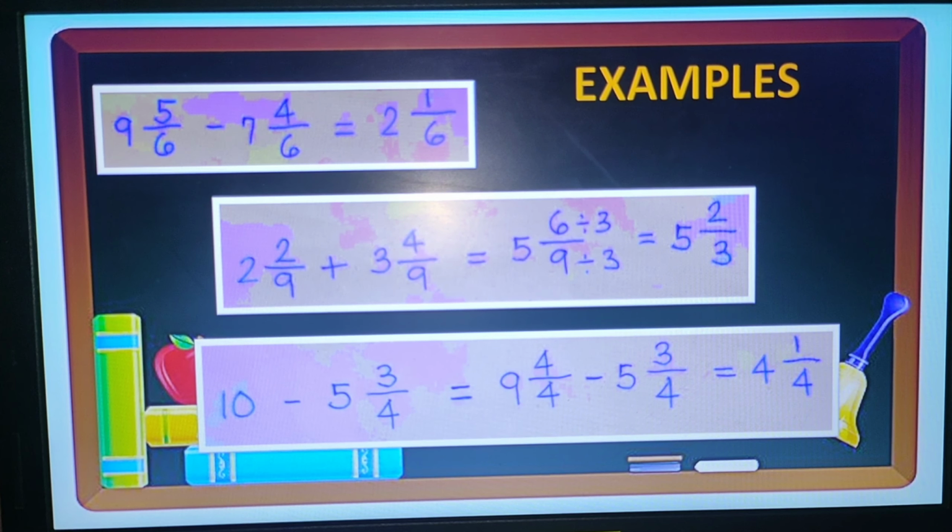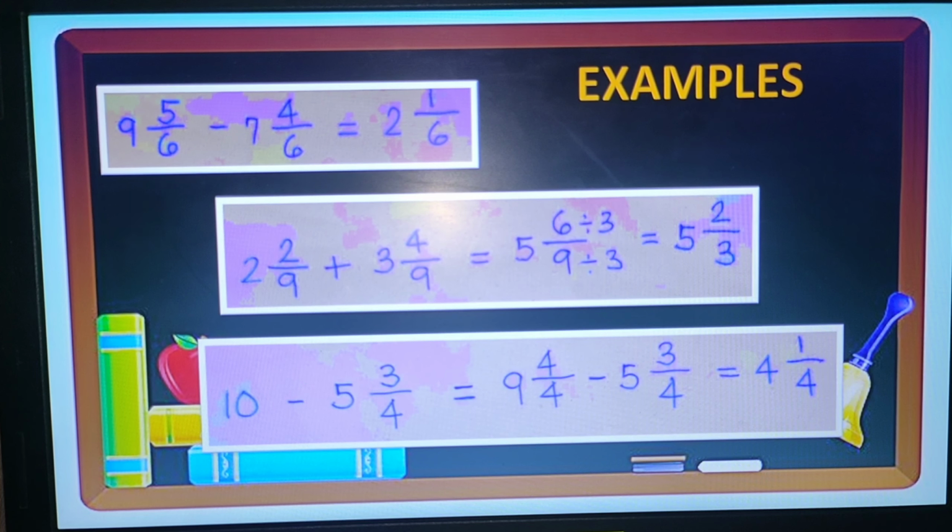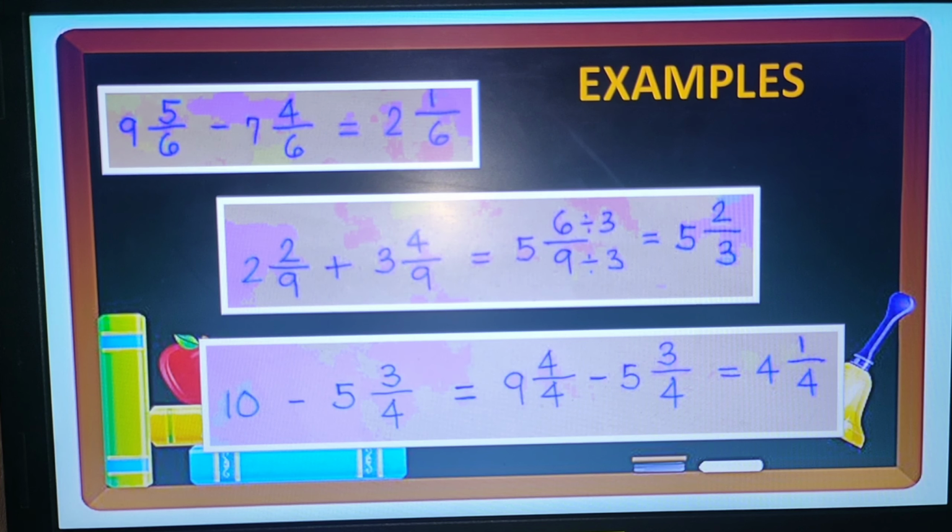Next example, 10 minus 5 and 3/4. Let's rename or regroup 10. So we'll get 1 from 10, it becomes 9. 1, we will make 1 as a fraction. So it becomes 4 over 4 because we are basing on the given denominator. Then minus 5 and 3/4 equals, so let's subtract first the numerators. We have 4 minus 3 equals 1. The denominator is 4. 9 minus 5 equals 4. So the final answer is 4 and 1/4.